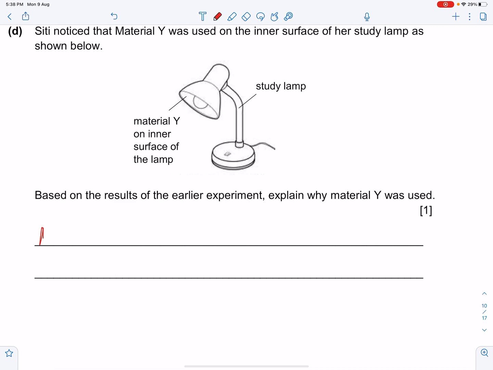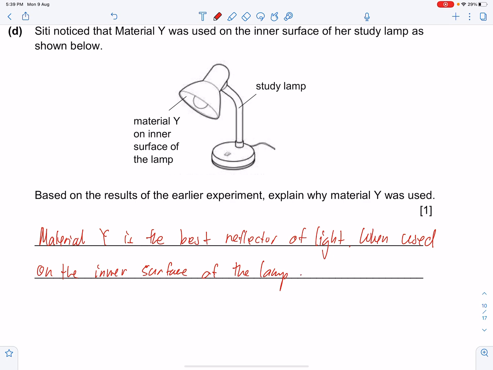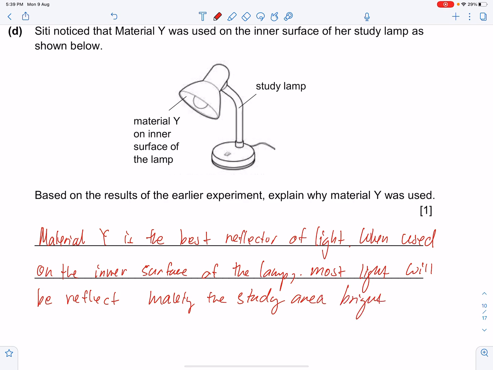So you could state that material Y is the best reflector of light when used on the inner surface, most light will be reflected, making the study area brighter. So in a way, you are really focusing. Maybe just to elaborate a little bit more: imagine you are doing your work here. You want the light to focus onto whatever you're doing.